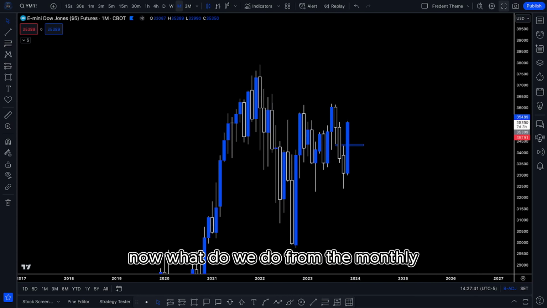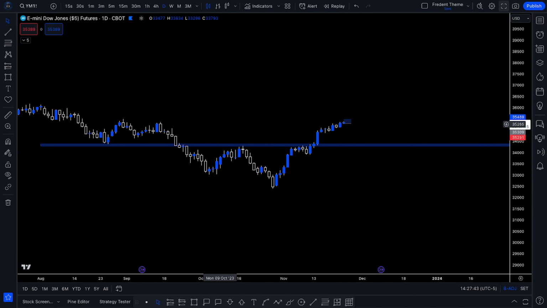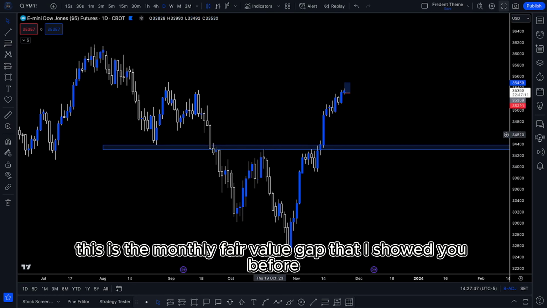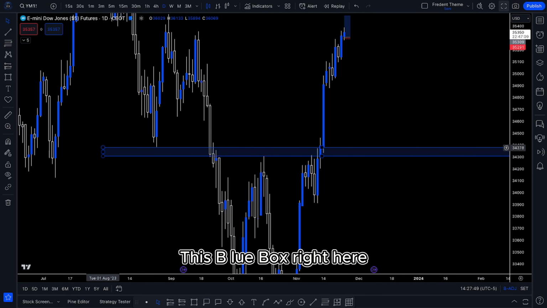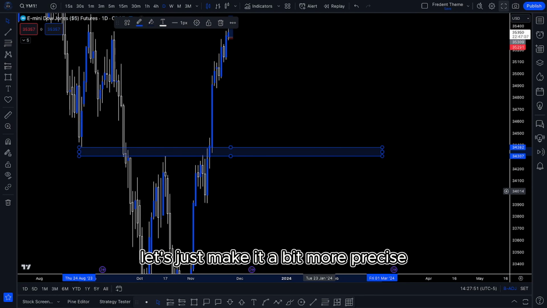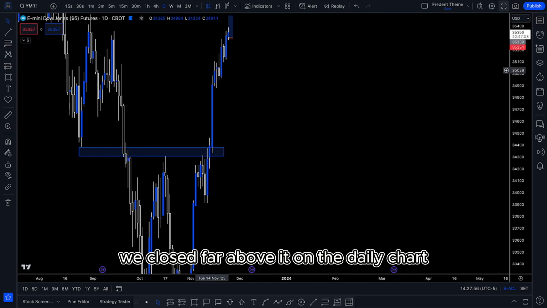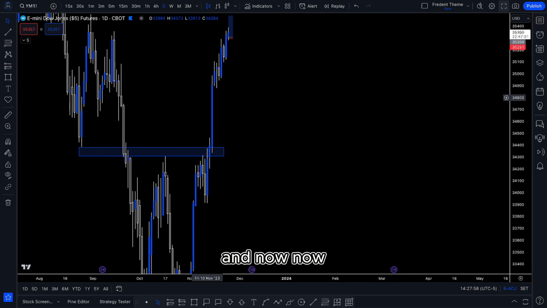Now what do we do from the monthly? We go into the daily chart. Now what do we see on the daily chart? This is the monthly fair value gap that I showed you before, this blue box right here. Let's just make it a bit more precise. As you can see, we closed far above it on the daily chart and are now slowly moving up here.